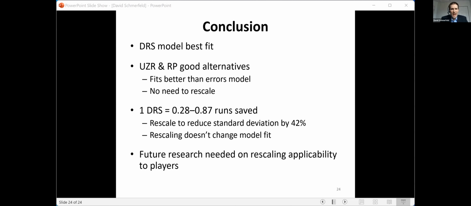The last question I have here is from John. Did you try breaking down runs saved for each metric by position group? I did not, and I'm not sure how I would do that because I was using home runs, strikeouts, and walks. So I'm not sure how I would break those out by the position group, even if I could break out the fielding by position group.